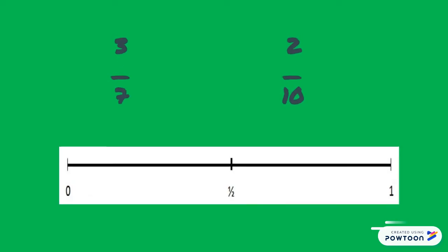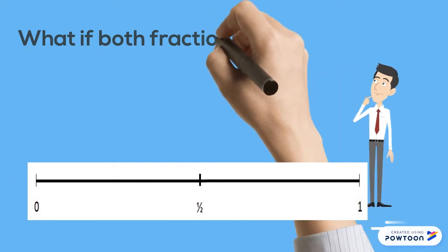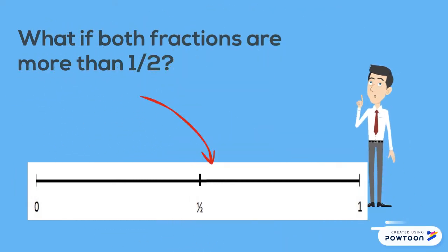When we plot these respective fractions on our number line, we can see that 2/10 is closer to 0 than 3/7. Therefore, 3/7 is greater than 2/10. Similarly, if both fractions are greater than 1/2, we can use the same strategy but use 1 as our benchmark.